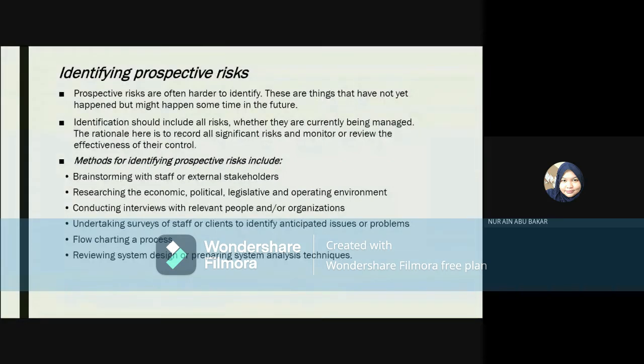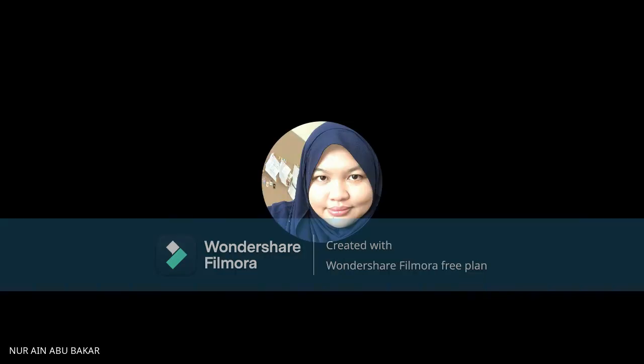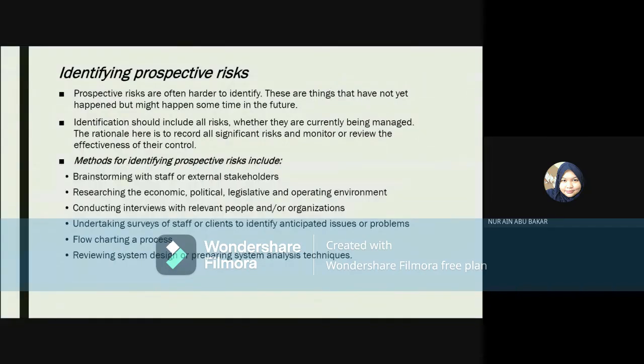So one good example of prospective risk is basically COVID-19. Nobody around the world predicted those things would happen. To be precise, no one saw it coming as a pandemic.